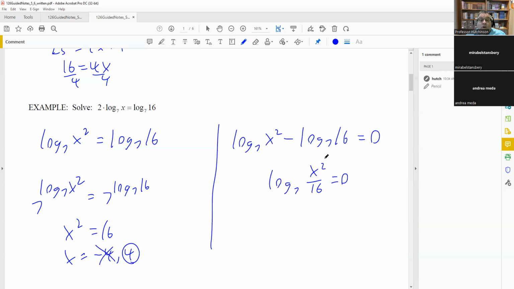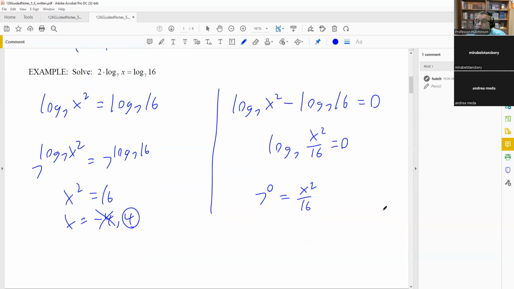Now we're going to change from log form to exponential form. 7 raised to the power after the equal sign equals x squared over 16. So I just changed it from log form into exponential form. Anything raised to a power of 0 is 1. And then if you multiply both sides by 16, then you get that, and of course you'll get the same answers as before. So that's another way of doing the same kind of problem.